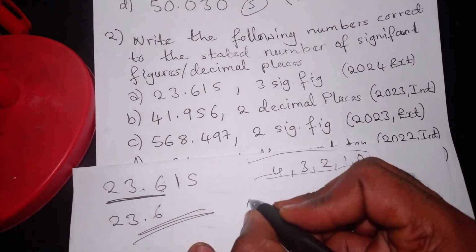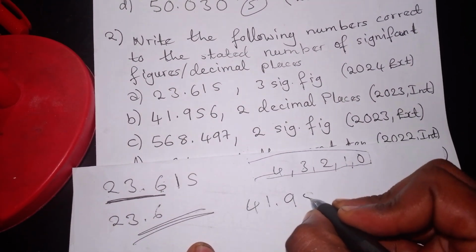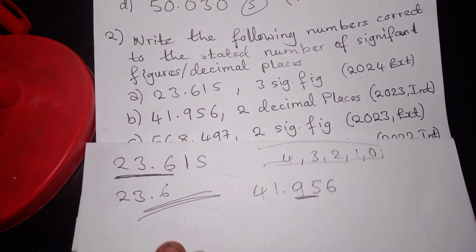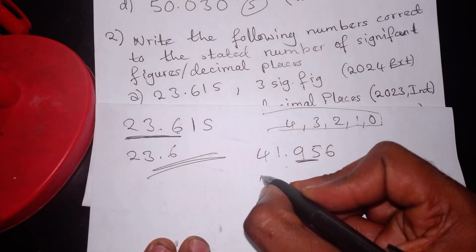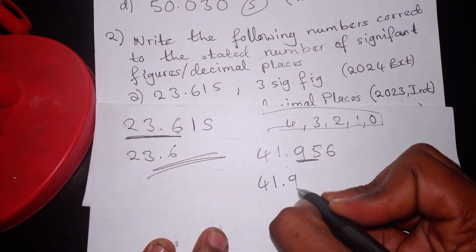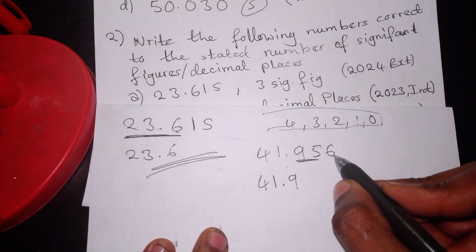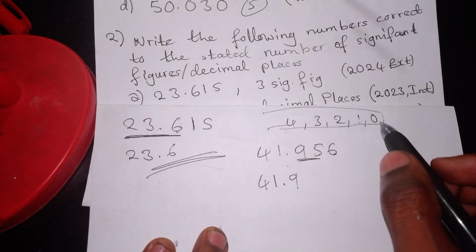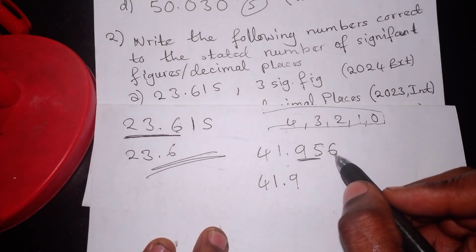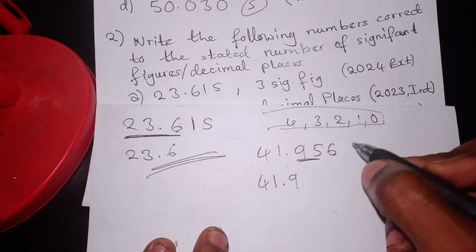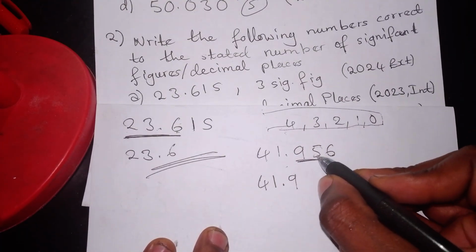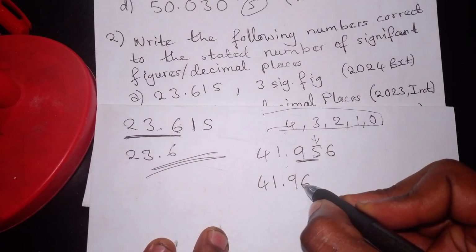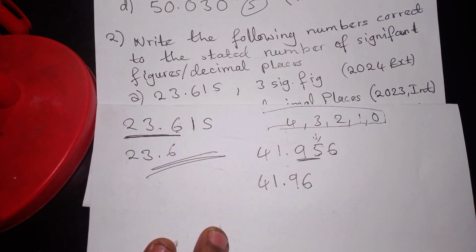So to round this number, 41.956, correct to 2 decimal places, these are the 2 numbers you want to concentrate on. So you can write all these other numbers as they are. But before you write this, you need to check the next digit. Is it less than 5? As you can see, 6 is not less than 5. So since 6 is greater than 5, this digit here will increase by 1. So instead of putting a 5 here, I'll put a 6 because of this number here.